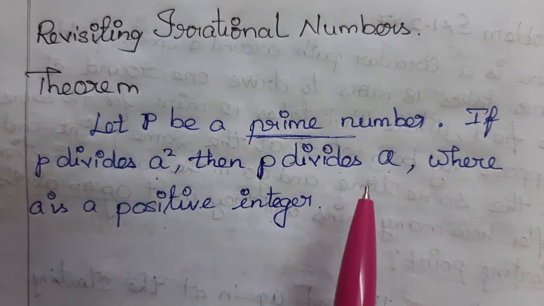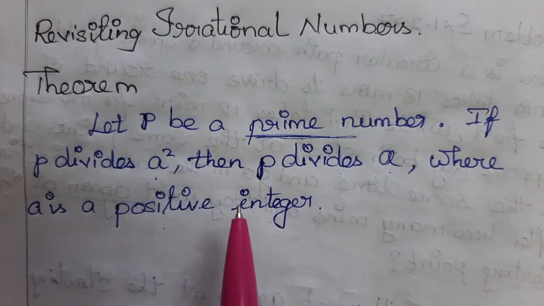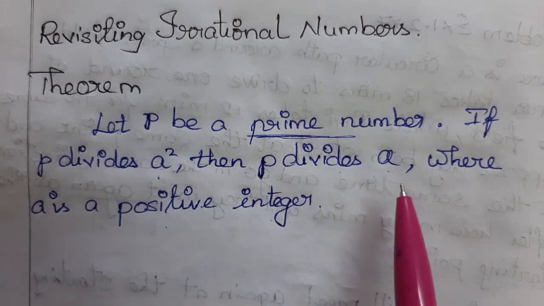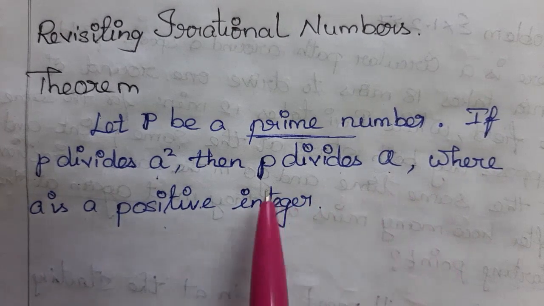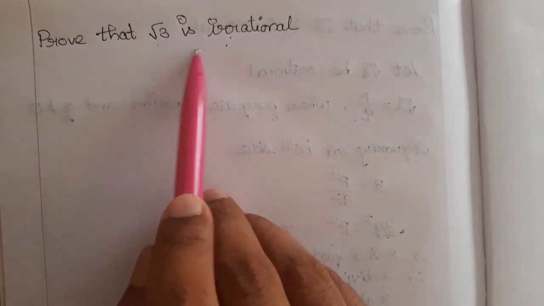Clear? An example: if P divides 100, then what is 100? 100 is a square number, right? 10 square. Then P divides 10. Clear? So remember this theorem. With this theorem, we are going to solve the following. So here we go to the problem. Prove that square root of root 3 is irrational.